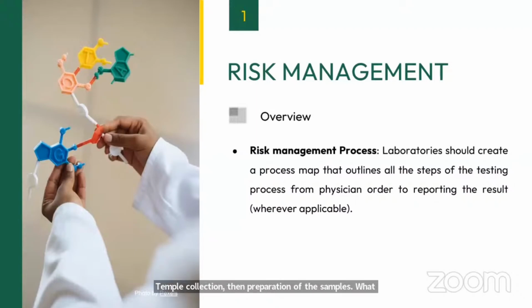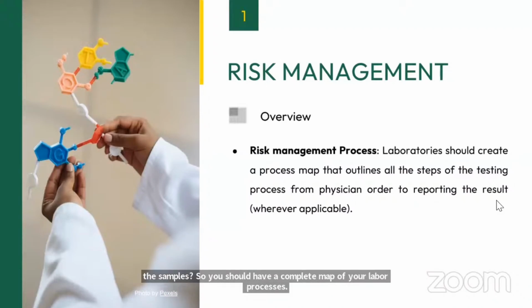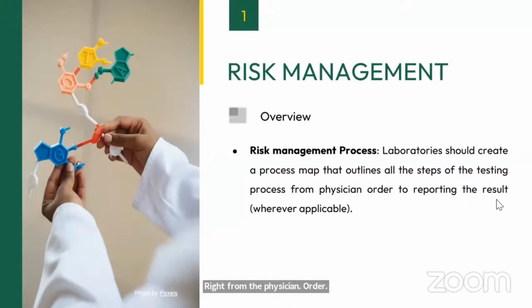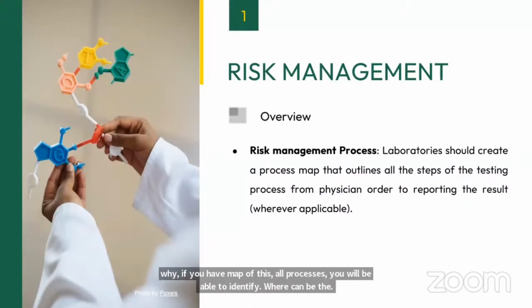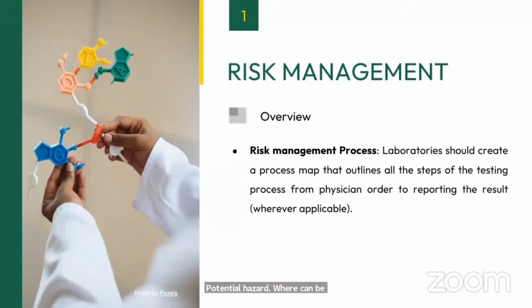So you should have a complete map of your laboratory processes right from the physician order to the reporting of the result. Once you have a map of all these processes, you will be able to identify where the potential hazard can be, where the potential risk can be, where there are chances of something going wrong. So you have to point that out.